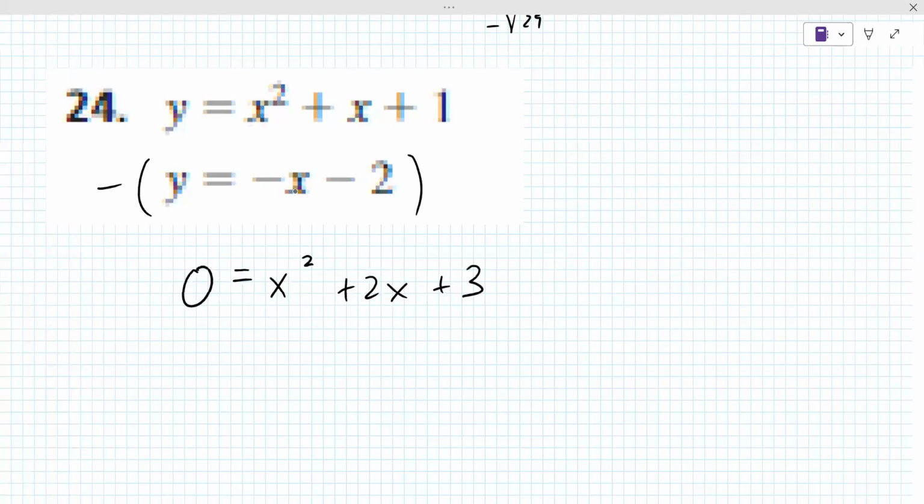Okay, I want you to do the discriminant. That's your fastest path to know whether there is a solution or not. If there is a solution, maybe then you figure out how you want to go about solving it. b squared minus 4 times a times c. There's no solution. There is no solution. That's right.